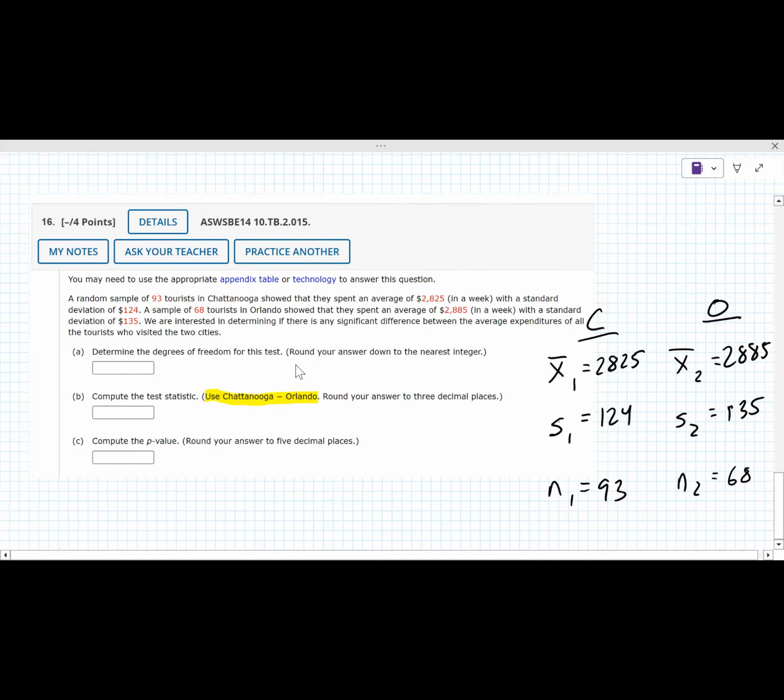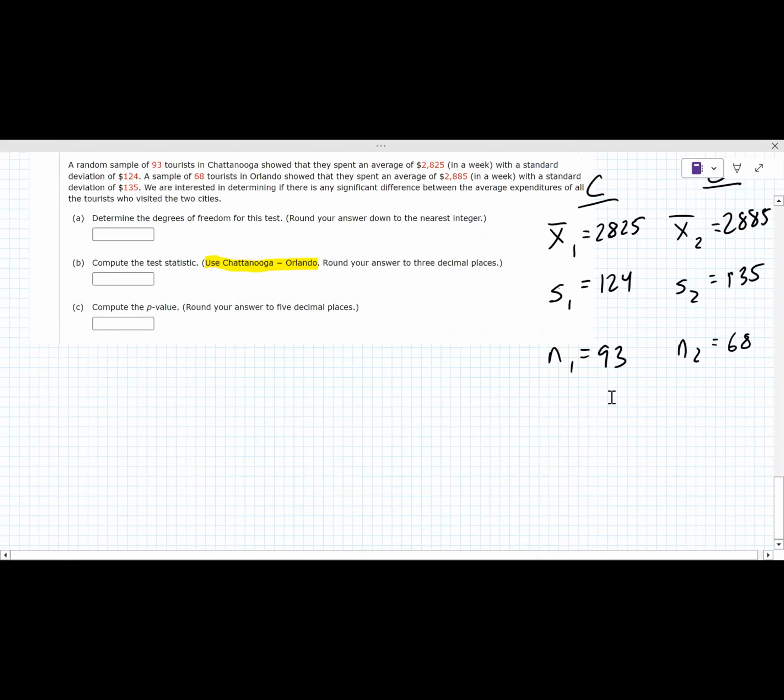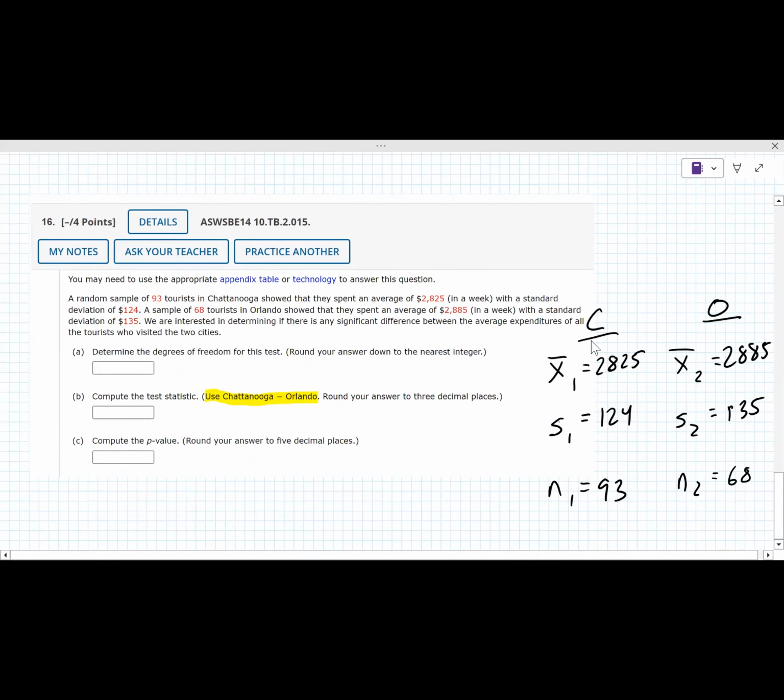So the last time we did this, I think I've got a screenshot of it. It does give you the degrees of freedom. So you're going to use that 2-sample t-test here. And you're going to round down to the nearest integer for that. So I got 137.149. Say that again? 137.149. Yes, so that's going to round to 137. And you just leave it as 137? Yes. Okay.